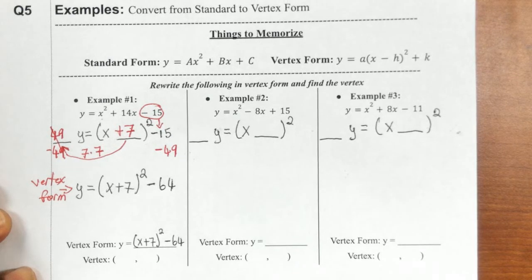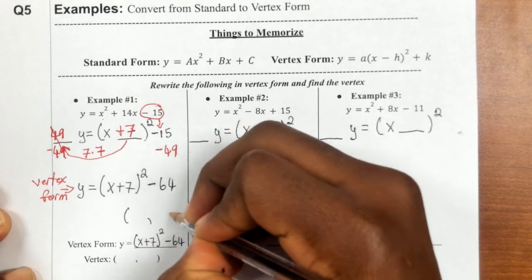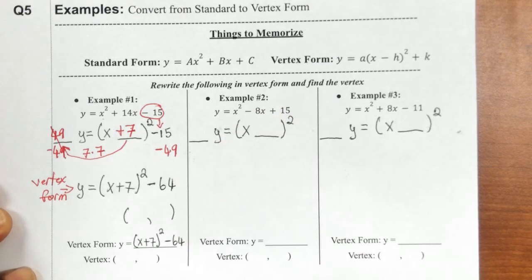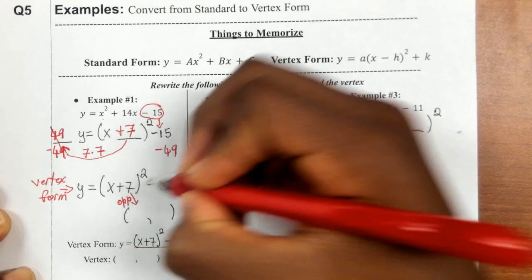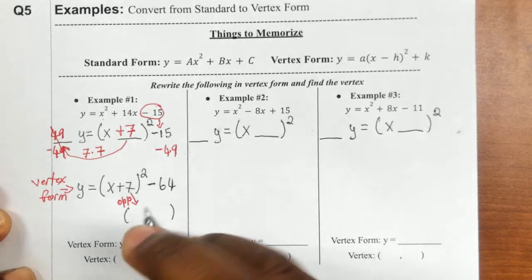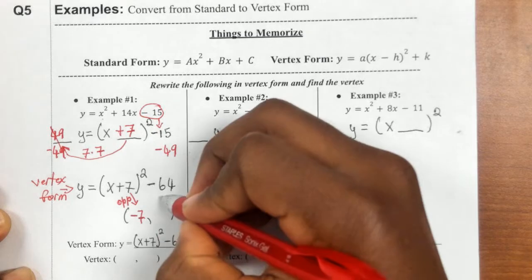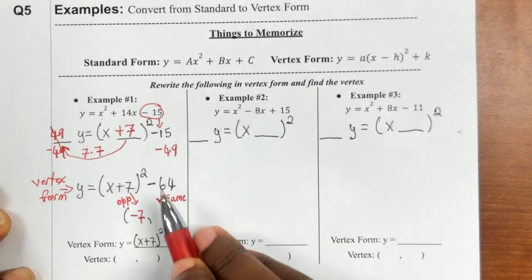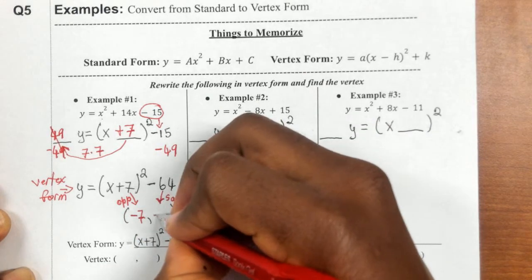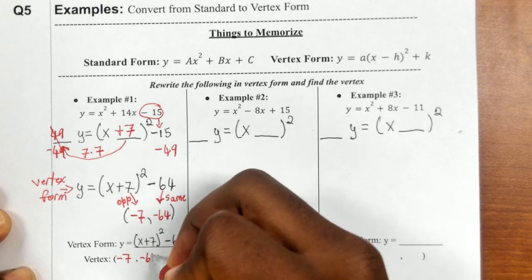However, now you need to find the vertex. It's easy to find, because your vertex is a coordinate, which is an x and y value. To figure out the x value, you do the opposite of the number inside the parentheses, and the opposite of a positive 7 is a negative 7. To figure out the y value of that coordinate, you do the same as the number on the outside. So the same as a negative 64 is a negative 64. And that represents the coordinate for my vertex.